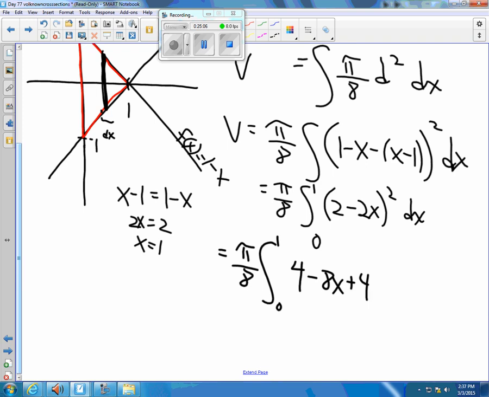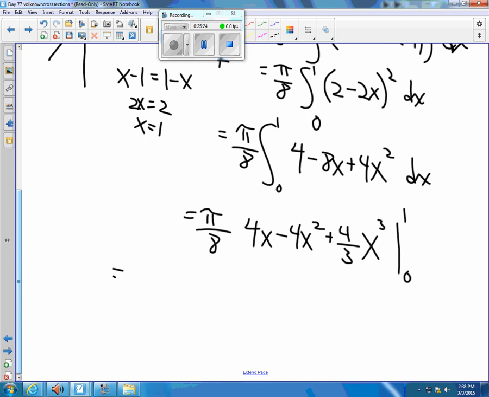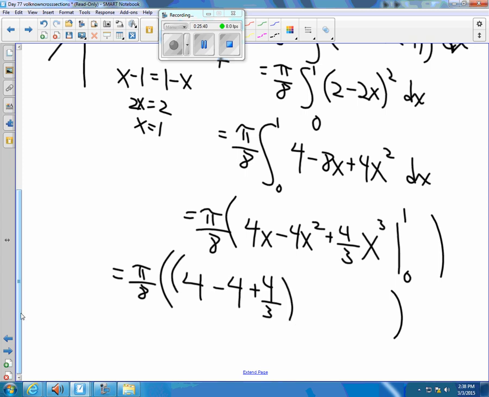8x plus 4x squared. If we square that out, take the antiderivative. So the antiderivative would be 4x minus 4x squared plus 4/3 x cubed. We have to evaluate that from 0 to 1. So we got pi over 8. We plug in the 1. There. We'd have 4 minus 4 plus 4/3. When you plug in the 0, actually all the terms are 0, so we don't have to worry about that.